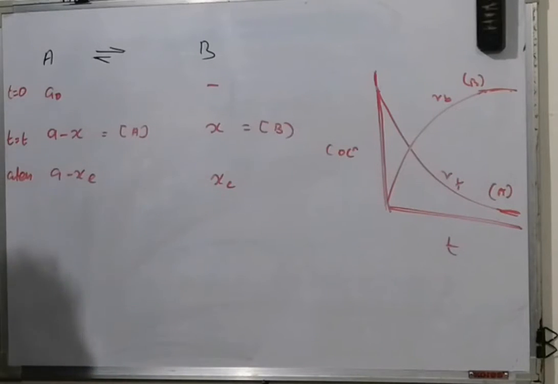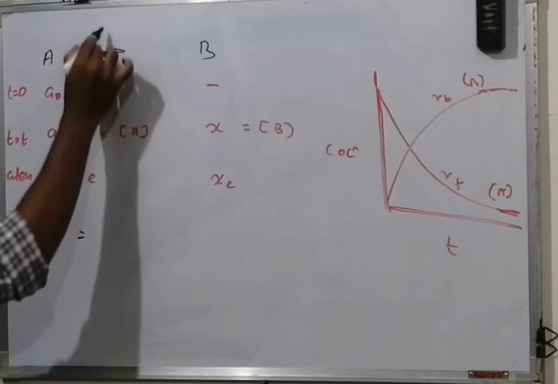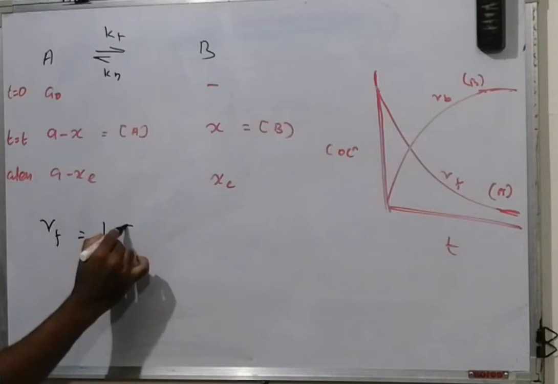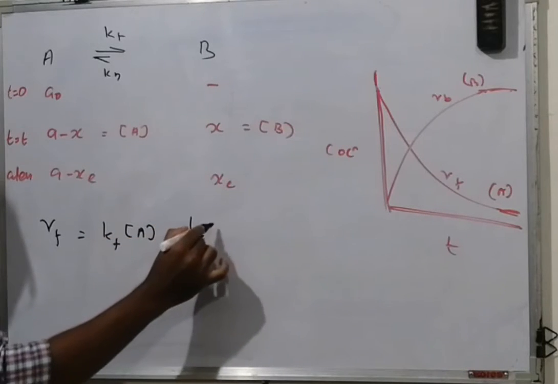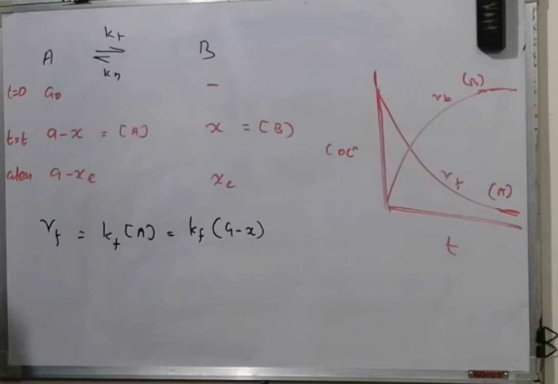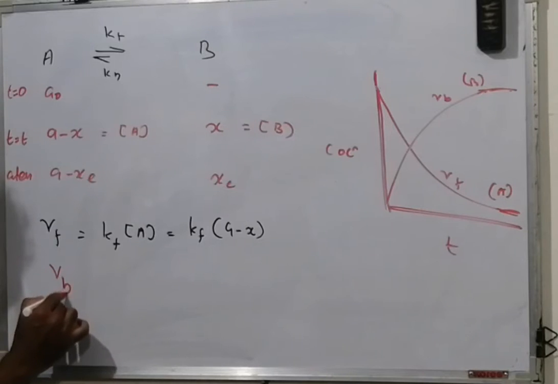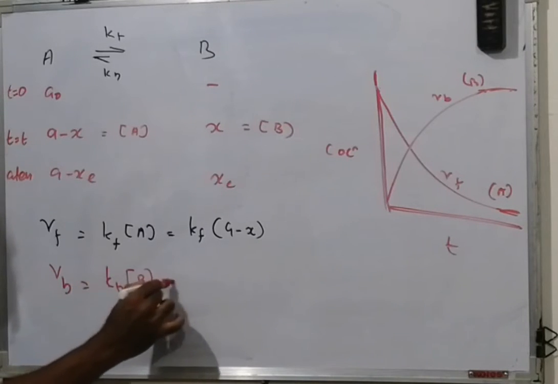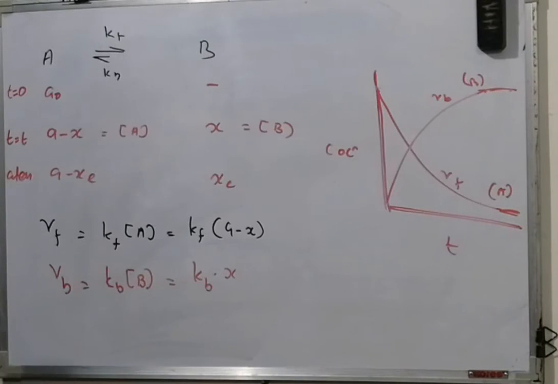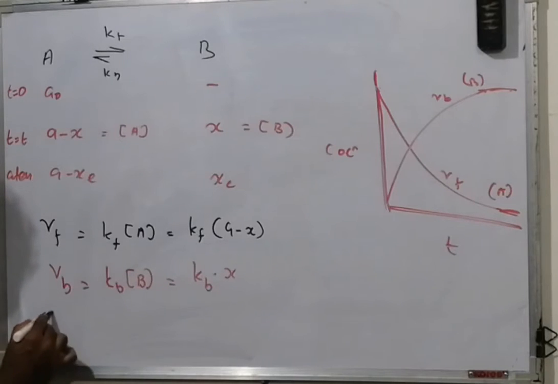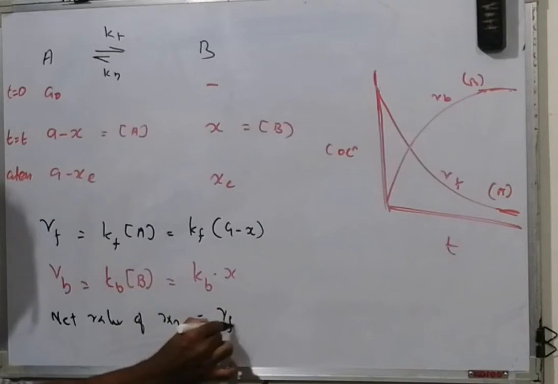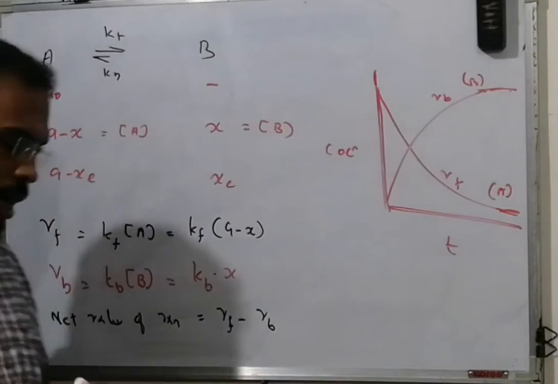Okay. Now the rate of the forward reaction is equal to kf into the concentration of A, that is kf into a minus x. The rate of the backward reaction is equal to Kb into B, that is Kb into x. Now what is the net rate of reaction at a given time? The net rate of reaction is Rf minus Rb.